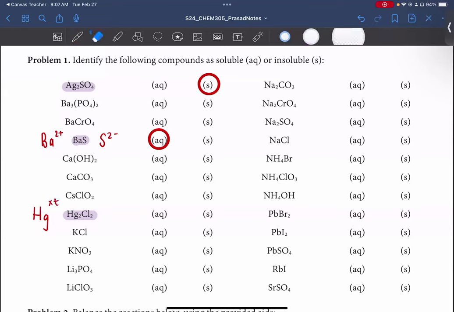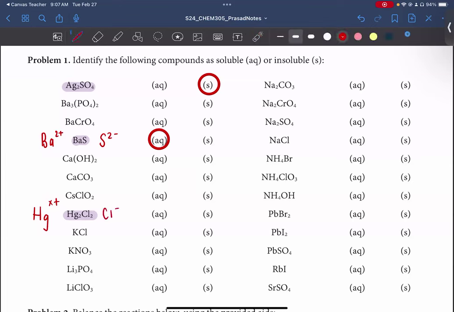I do not know if it's 2 plus, 1 plus, or whatever, but I do know it's going to be some cation. I've simply written X to symbolize that. Quite frankly, we do not care what the charge is. Charge doesn't help us identify if it's soluble or not. So you've identified there the mercury. You also identify that there is chlorine present.